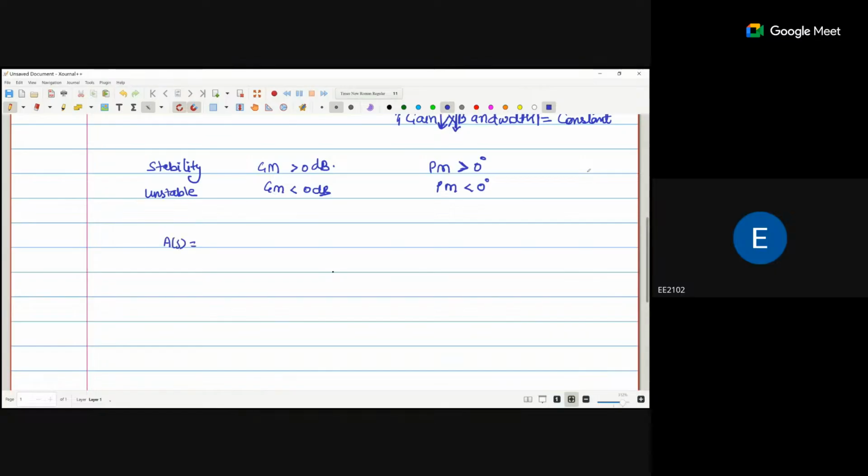For example, we have an equation A of s is equal to N of s upon P of s. N of s gives us the zeros. If I put N of s equal to 0, that gives us the zeros. And if I put P of s equal to 0, that gives us the poles. If P of s is equal to 0, then A of s is equal to infinite. So the position where the system goes up to infinity is called the pole.